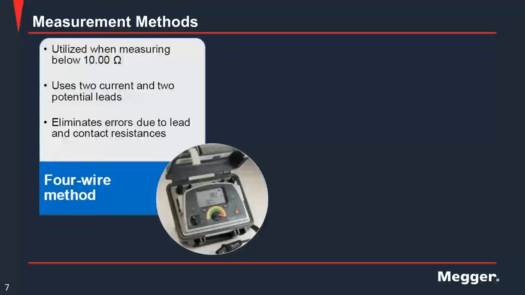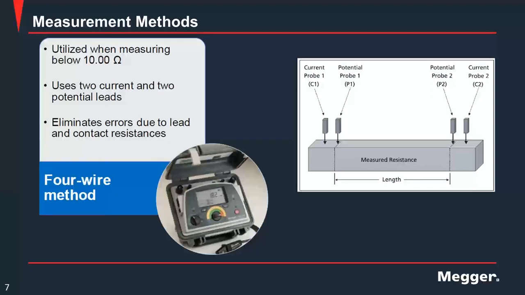And the last method that we cover is the four-wire method. This method is used when we try to measure low resistance, or resistance below 10 ohm. And the key aspect of this method is that we use two current probes and two potential probes, and this eliminates any error due to lead and contact resistance. So we want to eliminate any resistance measurement other than the test specimen. You can look at the picture on the right screen. There are two current probes, C1 and C2. And between the current probes, there are two potential probes, P1 and P2.